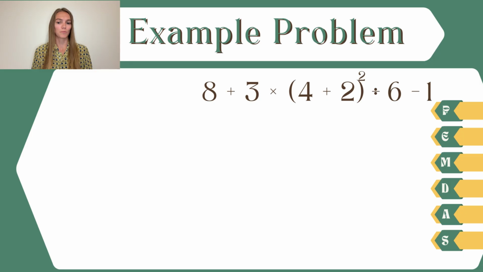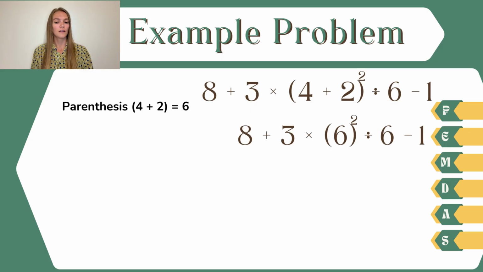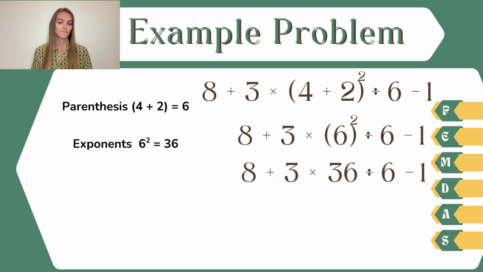Let's do an example problem. We have 8 plus 3 times, in parentheses, 4 plus 2 to the power of 2, divided by 6 minus 1. So, by PEMDAS, I first go inside the parentheses. I have 4 plus 2 is equal to 6. So I can replace 4 plus 2 with 6. Next, I carry out the exponents. 6 to the power of 2 is 36.